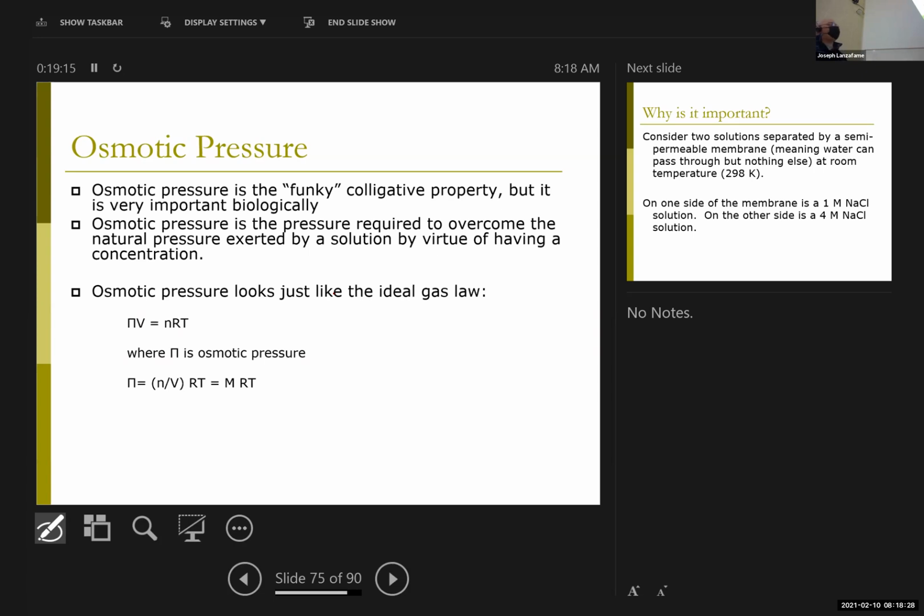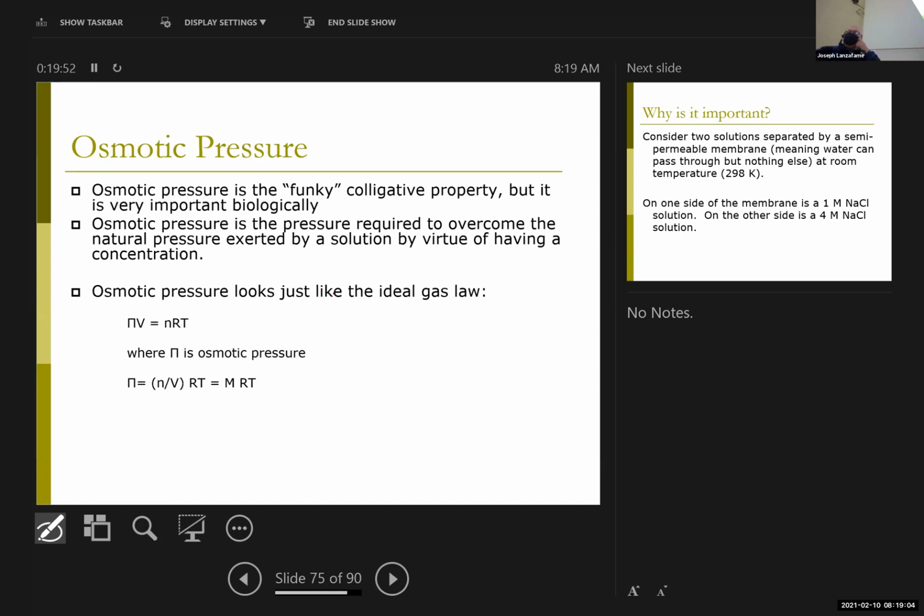From a straight colligative property standpoint, I don't consider it that important, in part because it's somewhat artificial. In terms of the actual functional math, it looks a lot like the ideal gas law, except they use a Greek P, pi, in good old PV equals nRT. If I rearrange that slightly, where the n is now moles of solute instead of moles of gas, and the volume is the volume of the solution rather than the volume of the gas, I end up with this osmotic pressure being proportional to the molarity, yet a different concentration unit.